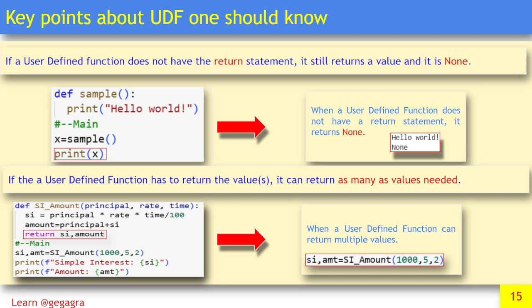Okay, so this is the presentation: si comma amount is equal to si amount of 1005, rate of interest 5, and for 2 years. If I call the function si amount this way, it will take the values 1005, 5 and 2, meaning the positional arguments will receive these values and will return simple interest and amount, and those values will be stored in si and amt respectively.